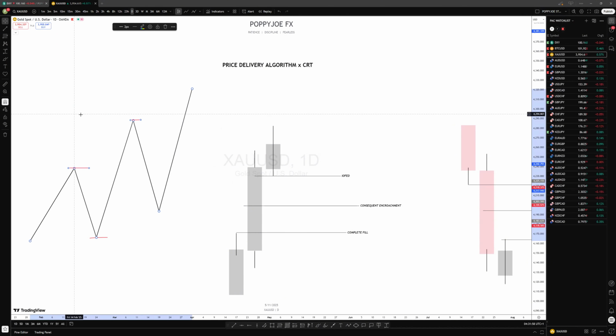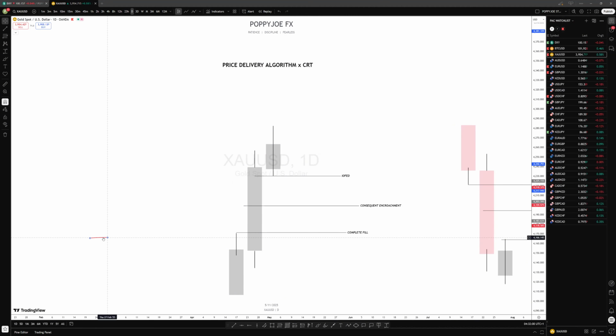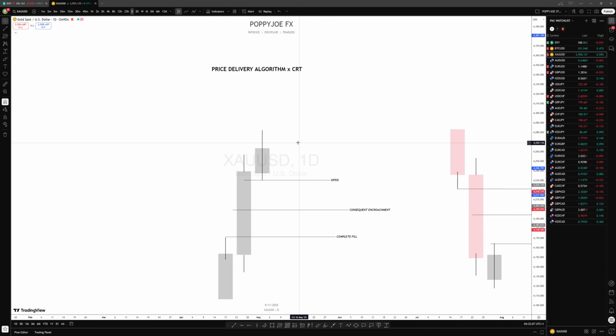Now, the next thing we need to know is I'll be making use of one of the simple internal range liquidity that we are familiar with, which is the fair value gap. So now the concept here applies, and it states that price moves from external range liquidity to internal range liquidity and vice versa. That means it also goes from internal range liquidity back to the external range liquidity.